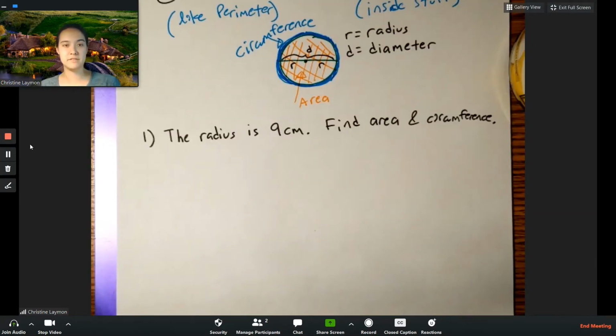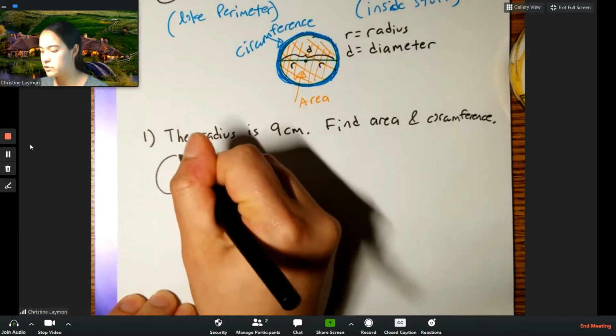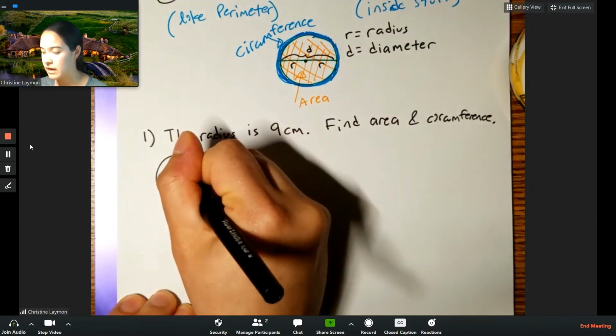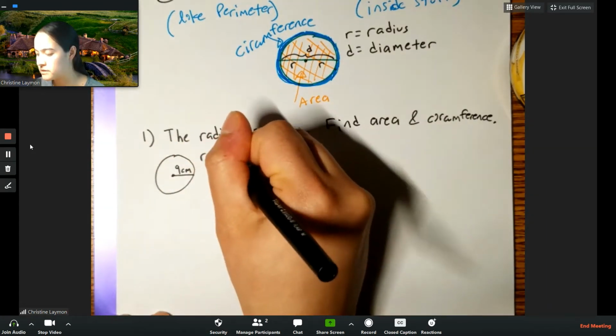Here's our first example. Suppose the radius is 9 centimeters. We want to find the area and the circumference. I'm going to start by giving myself a quick sketch here. So there's my little rough circle. There's my radius. It's going to be 9 centimeters. In other words, r equals 9.